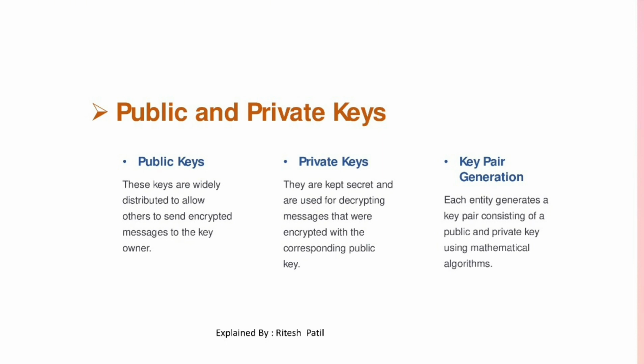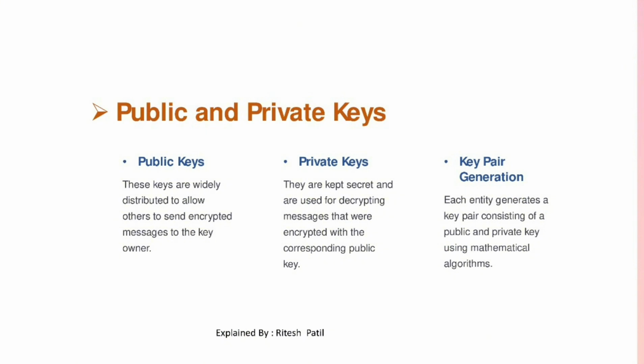Let's move to the next point. What are the private keys? Each party secretly chooses a random private key, where Alice's is A and Bob's is B. Means when there are two parties, each party will select their own private key. And the third one is the key pair generation. Each entity generates a key pair consisting of a public and private key using mathematical algorithms.